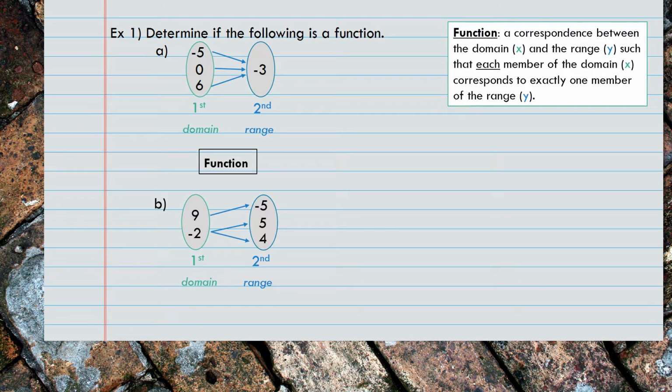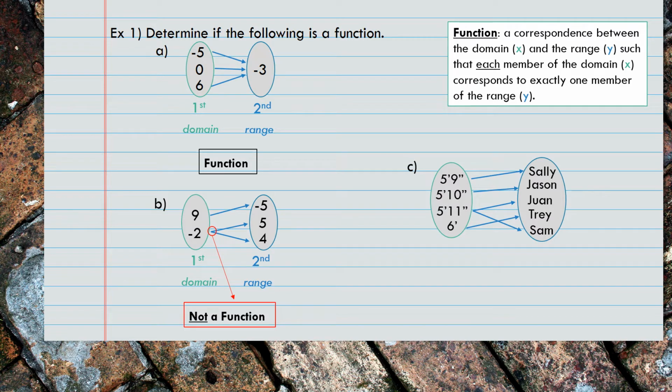So we look back at our domain. Our first value, 9. Does it go to exactly one value? Yes. We look at our next value, -2. Does it go to exactly one value? Notice, it does not. It actually goes to two different values. So does this follow the definition of a function? No, which means this is not a function.